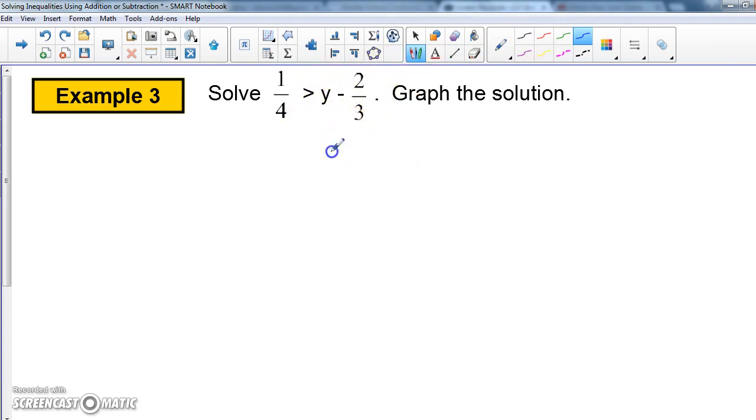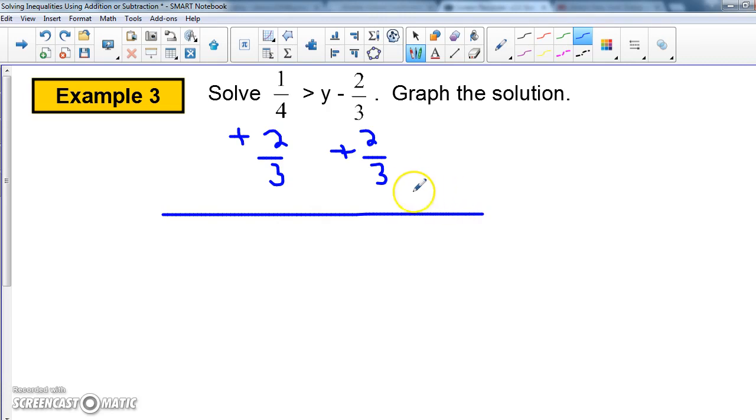So it says minus 2/3. I need to go ahead and add 2/3 to both sides. Okay, so I'm going to do that, and I'm going to do that. Okay, and now I'm left on the right side. All I have left is a y, right? So I'm going to put y over here. And then I still have this sign, so you don't want to lose that.